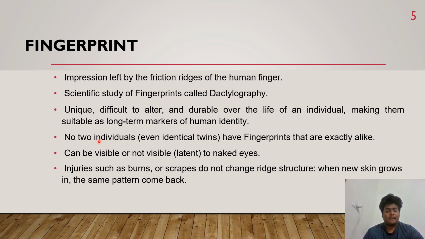As I was saying, fingerprints are unique. No two individuals have fingerprints that are exactly alike. Even identical twins do not possess similar fingerprints. Fingerprints can be visible to the naked eye; such prints are known as patent prints, and fingerprints which are not visible to the naked eye are known as latent prints. We will be discussing the types of prints later.